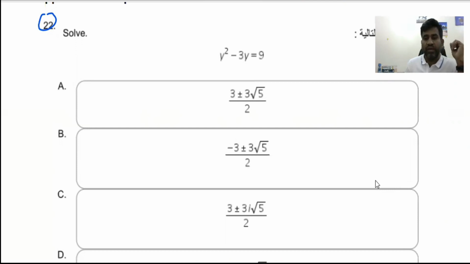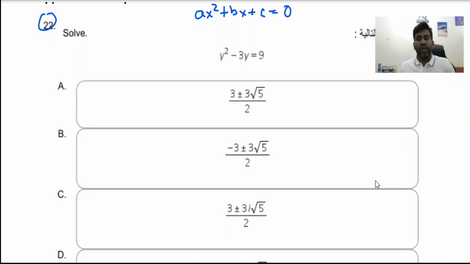So before solving it, you have to convert it into a standard form. What is the standard form of a quadratic equation? ax² + bx + c = 0. But you might be thinking, there's no x here, it is in terms of y.